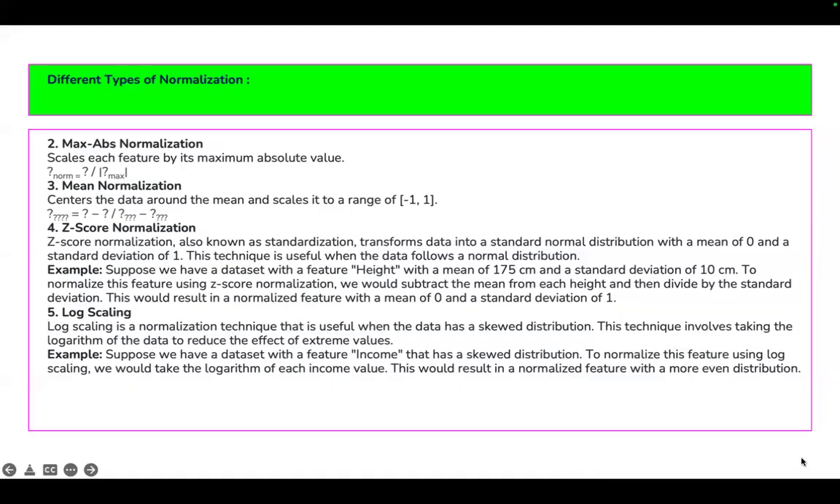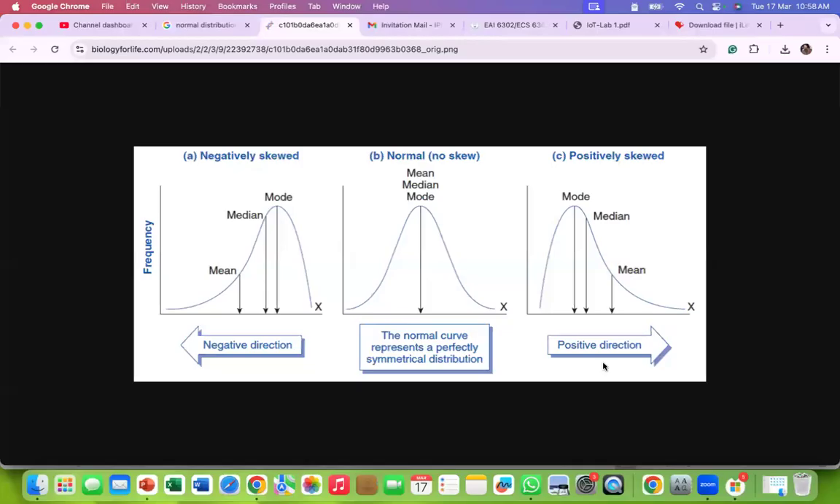We discussed it in class before, but let me discuss it again. Let me show you the picture. So you can see this is normal distribution. Okay, the normal curve represents a perfectly symmetrical distribution. So this is like this, and this is normal distribution. No skew. There is no skew, right? And mean, median, mode are here only.